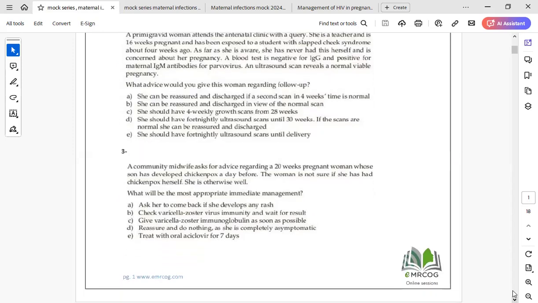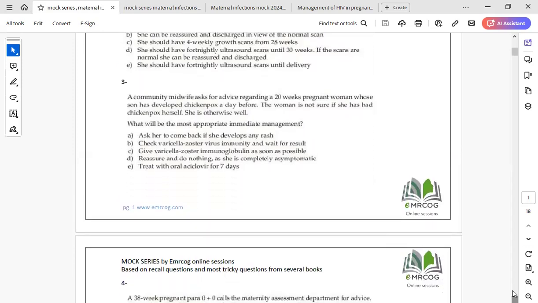Okay, the next question. A community midwife asks for advice regarding a 20 weeks pregnant woman whose son has developed chickenpox a day before. The woman is not sure if she has had chickenpox herself. So I'm having a woman with no symptoms. She is exposed to chickenpox and she wants to know what to do.